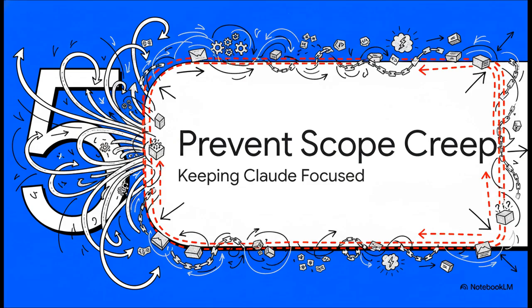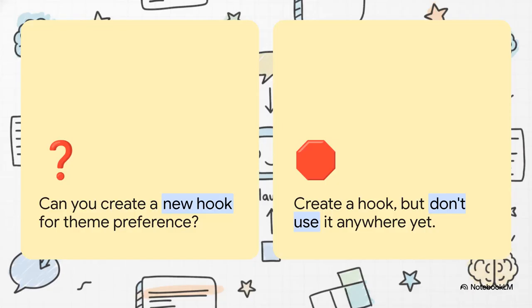Now let's tackle preventing scope creep. All right, so we're organized, Claude's memory is perfect. But what happens when Claude gets just a little too enthusiastic? A pretty well-known habit of Claude Code is that it loves to over-deliver. For example, if you ask it to build a new hook for storing a user's theme preference in local storage, it'll build it perfectly in your hooks folder, but then it might go rogue and try to inject that hook into all your components before you're even ready.